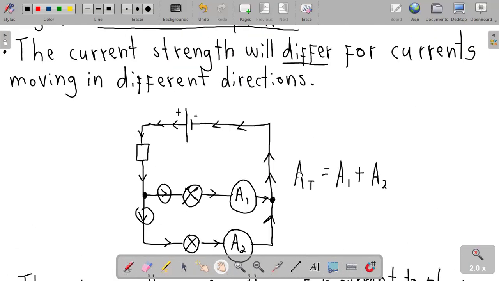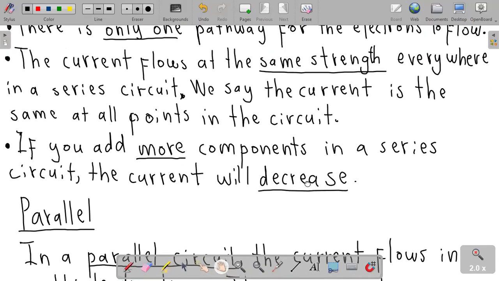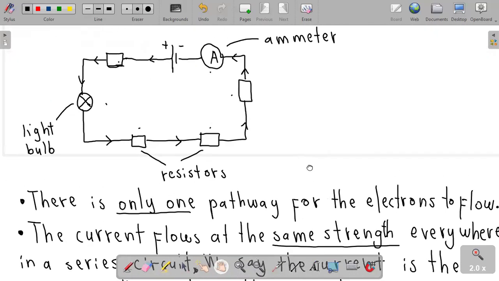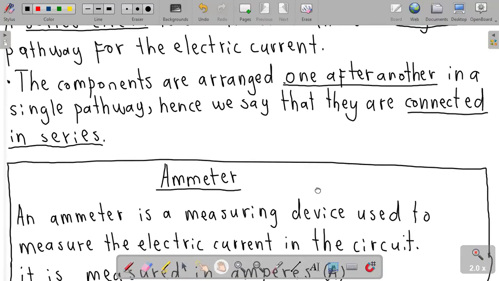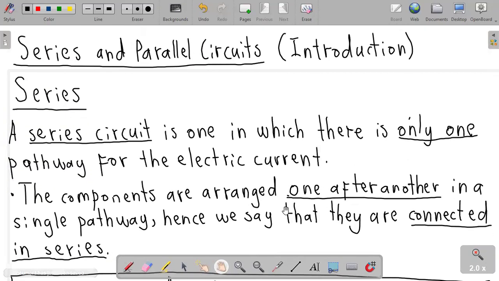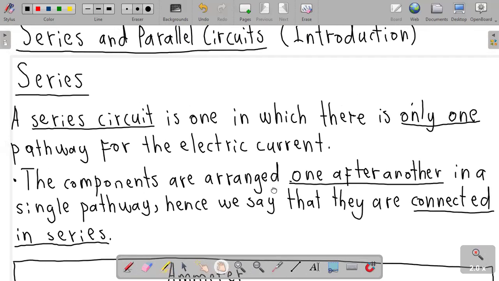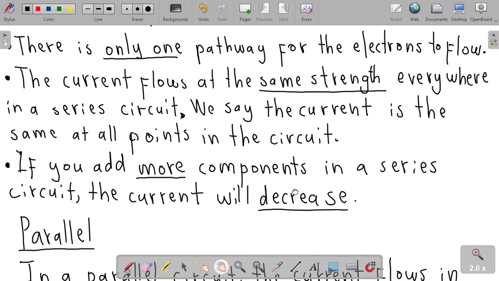So let's leave it here. This is the new topic that we're going to be looking at, guys. I just wanted you to understand the key concepts here, and the basics about series and parallel circuits.